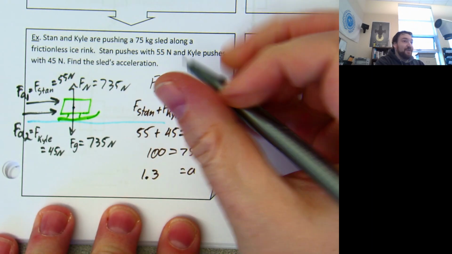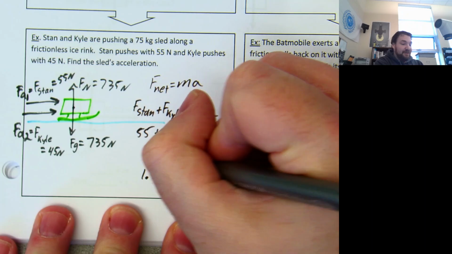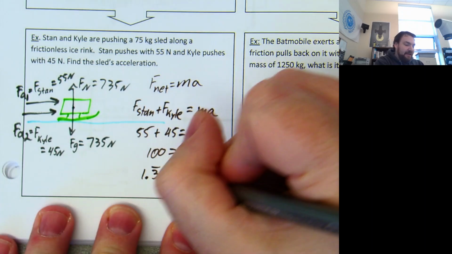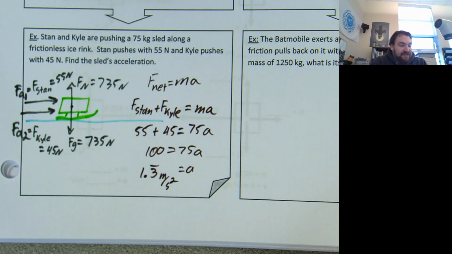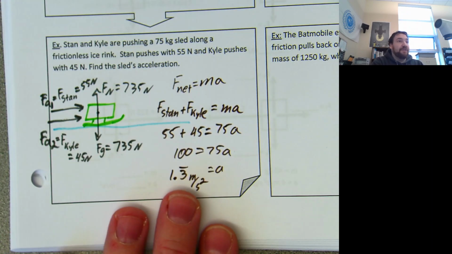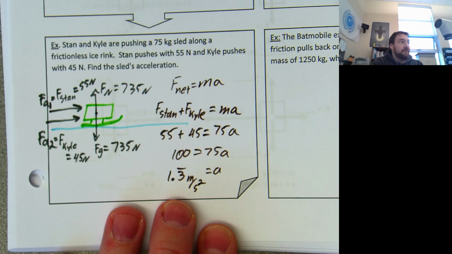So what I'm hearing you say is 1.3 repeated. So I'm going to put the little line above the thing. Meters per second squared. Acceleration of the sled, assuming Kyle and Stan continue pushing the way they're pushing, is going to be 1.3 repeating meters per second squared. Good. Let's do one more. Questions, comments, concerns about what happened here first? Okay.